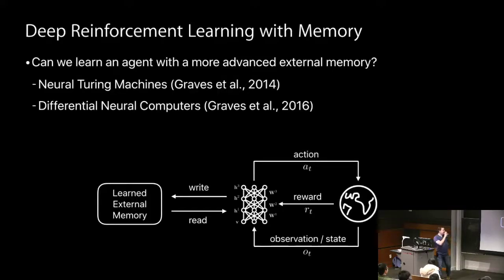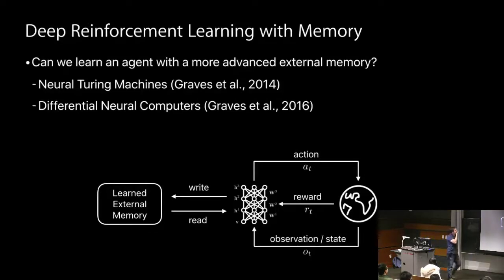Now, the problem with what I've shown you so far is that these are systems where you're learning so-called reactive policies, meaning that I observe the frame, I take an action. I observe the frame, I take an action, and I instantly forget whatever I've seen so far. There is no notion of memory, no notion of planning, just executing. Here's what I see, I take an action. This is what I see next, I take an action. So can we learn an agent with a more advanced external memory?